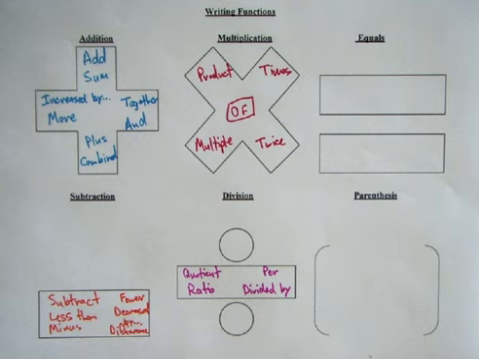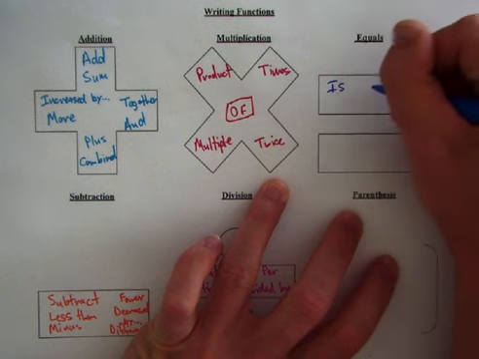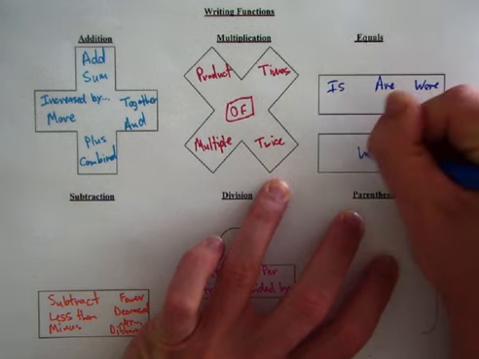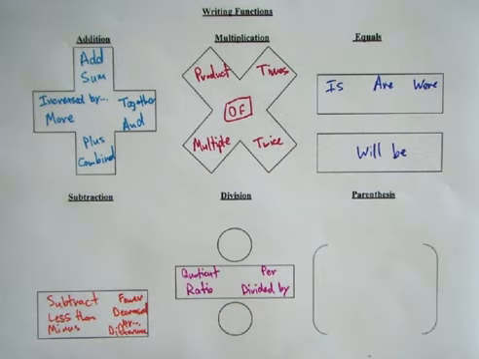Let's talk about equals. Pretty simple. This might be is, are, were, will be. It's a little bit like an English lesson, but you know. X increased by 7 is 18. The multiple of b and 4 will be 64, something like that, right?